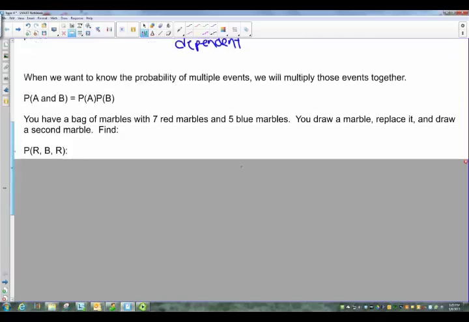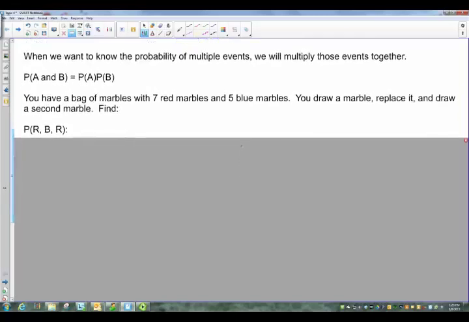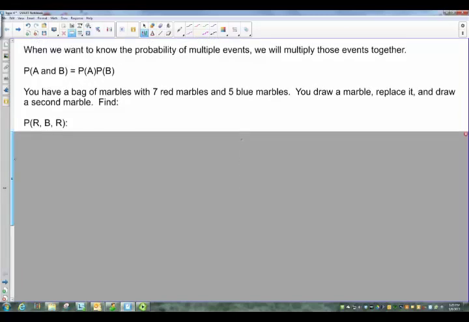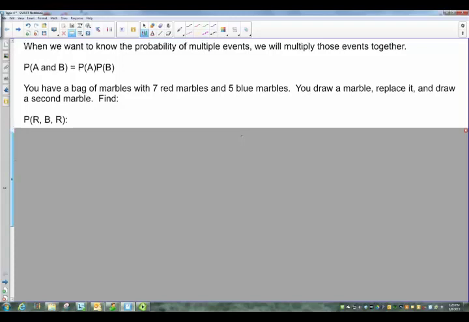Here's when we need to use this. So when we want to know the probability of multiple events, we multiply these things together. Okay, and the key word here is this: and. So probability of A and B. So what you do is you find the probability of each by themselves. So we find the probability of A, we find the probability of B, and then we multiply those together.